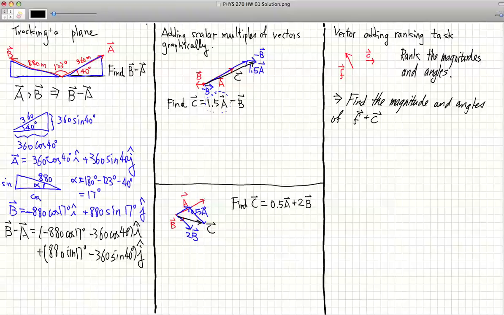First of all, let me change to the blue pen. So F, let me redraw it down here for clarity. F goes this way. So we add it to C. That means you need to put C right on the top of F. So F, C, and therefore F plus C is given by the arrow that goes from here up there. That's the vector F plus C that you're looking for.